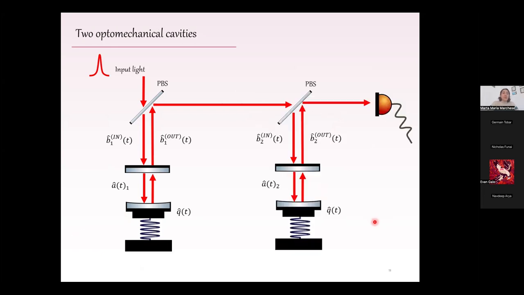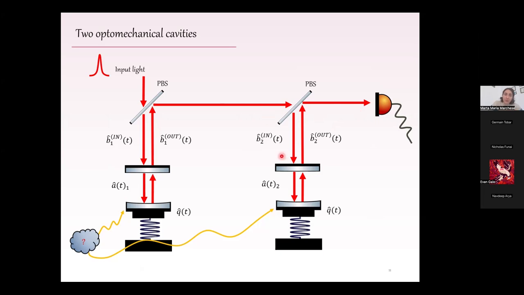So what happens when we have two cavities? Let's say that these two cavities are both subjected to the same signal. They are affected in the same way. The input light field will go first into the first cavity. It will interact with the mirror, it will go out, and then it will be directed into the second cavity. Then it interacts also with the second cavity, it goes out, and we detect this output field.